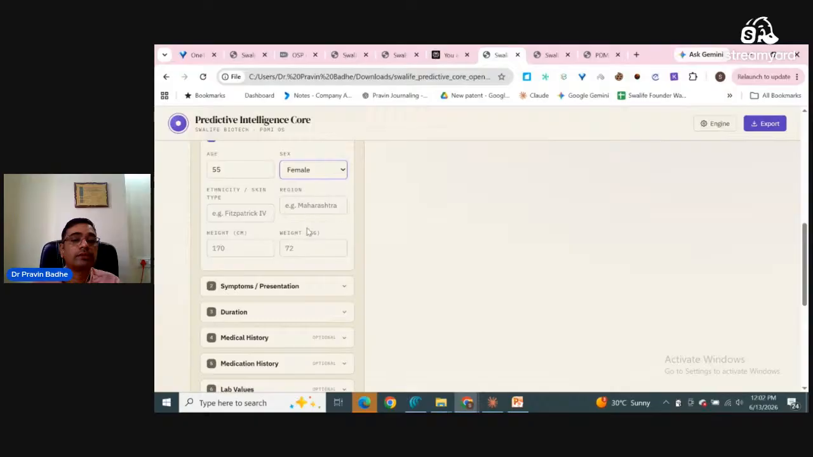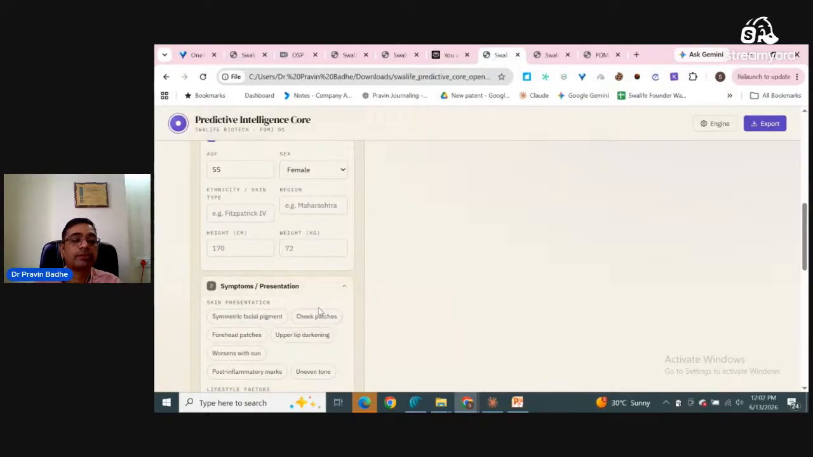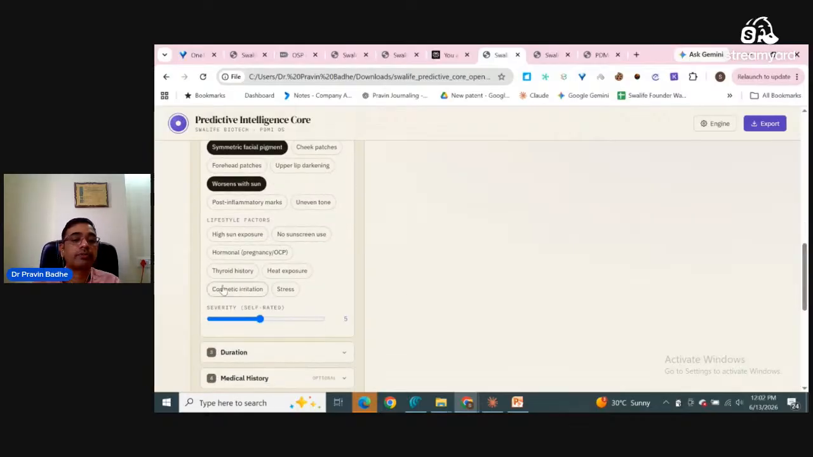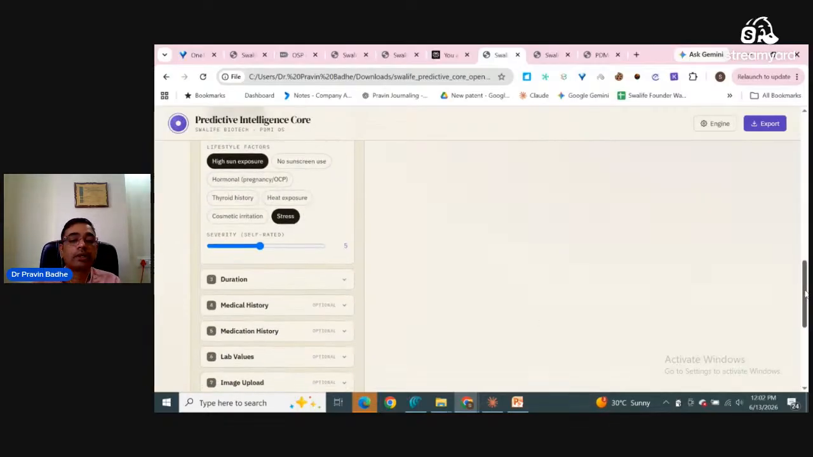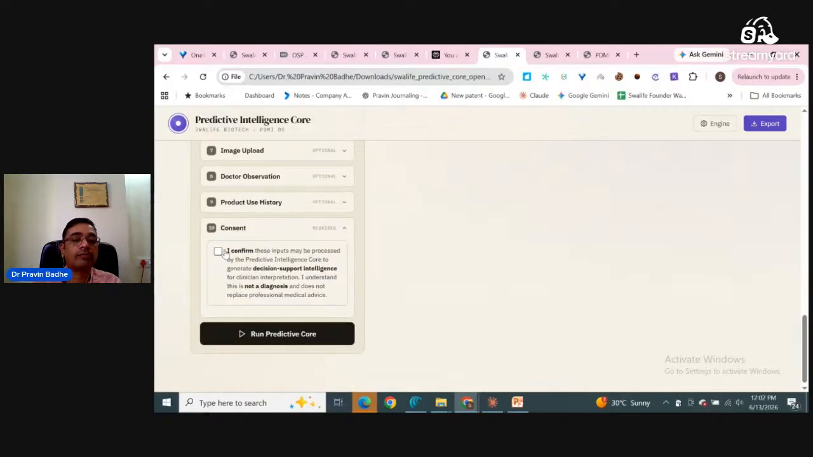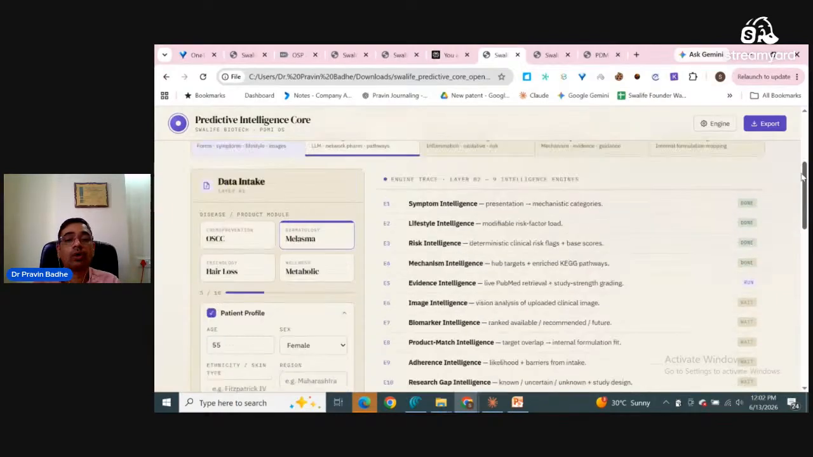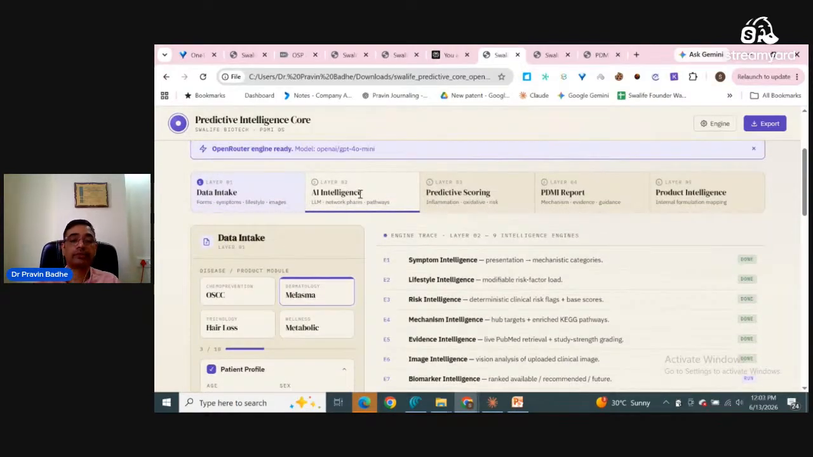I would have to put these symptoms. Let's say some of the symptoms which are there in melasma, high sun exposure stress is there. And once you put that, I confirm this output. I got this output from the patient, and then I run the predictive code. Now this is going to run all the AI engines that I showed you in the manual one.